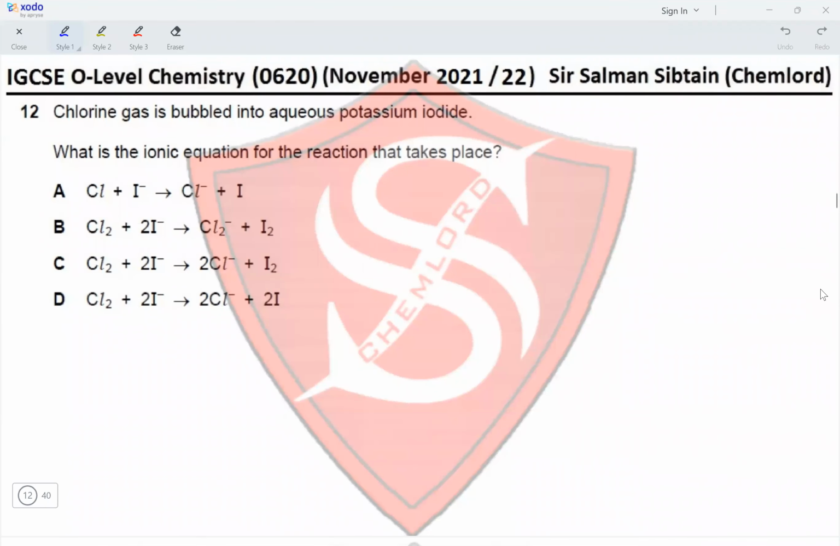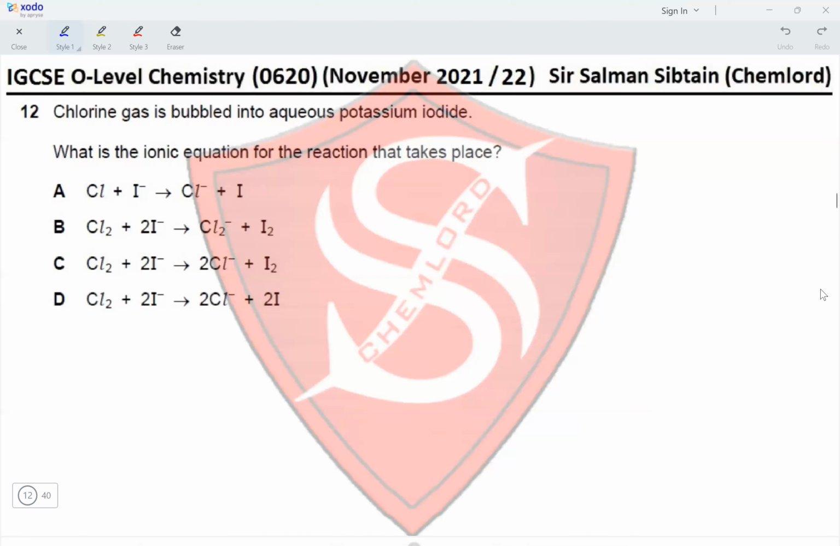Question 12. Chlorine gas is bubbled into aqueous potassium iodide. What is the ionic equation for the reaction that takes place? Now, since chlorine is more reactive than iodine, it will displace iodide ions in potassium iodide to form potassium chloride, and iodide will be oxidized to iodine. So the product should contain chloride ions and iodine, and the reactant should contain chlorine gas and iodide ions.